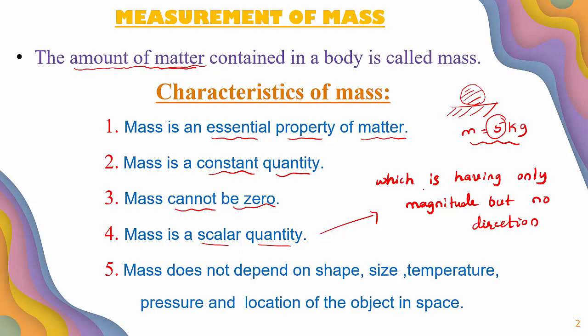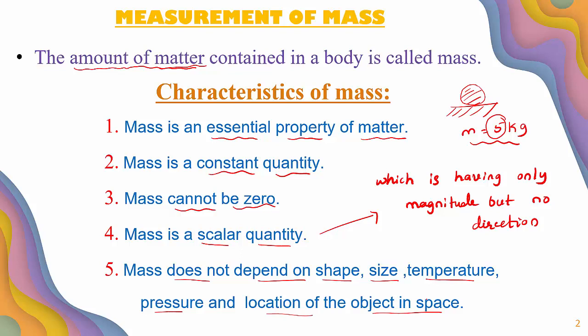Then come to the last characteristic of mass. That is, mass does not depend on shape, size, temperature, pressure and location of object in the space.